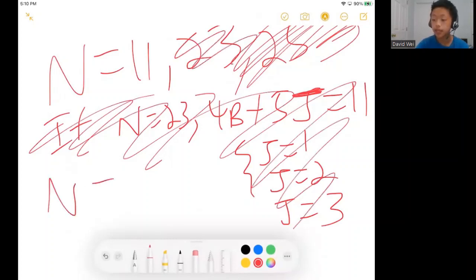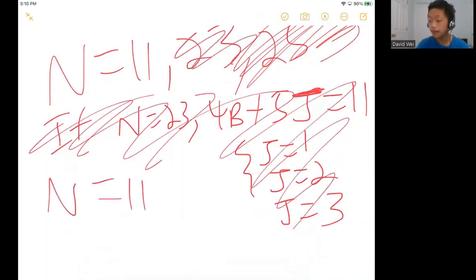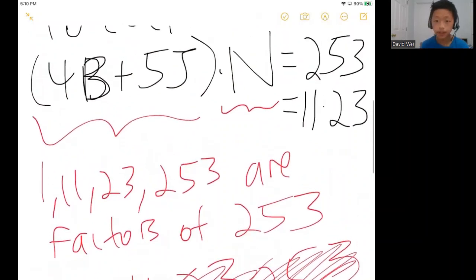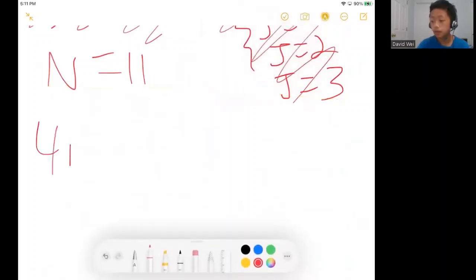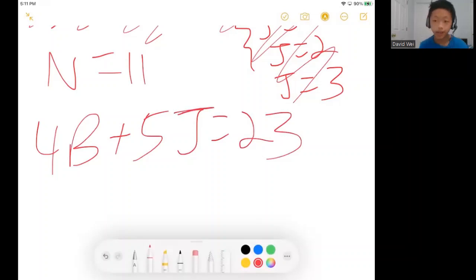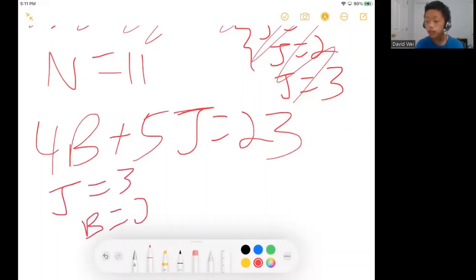That tells us N has to be 11. Plugging it in, 253 divided by 11 gives 23, so 4B plus 5J has to be 23. From here we can do some easy trial and error. We find J equals 3, B equals 2 satisfies this condition.